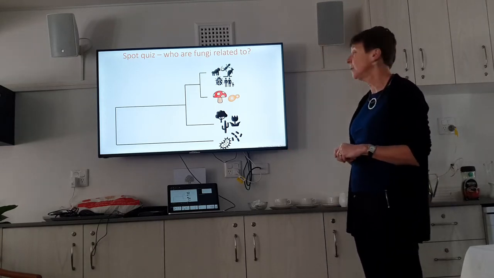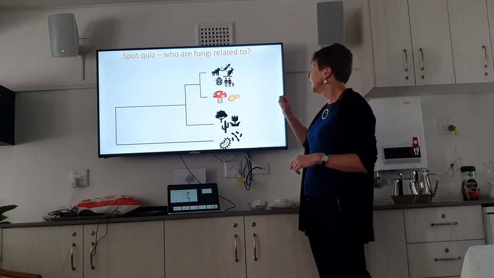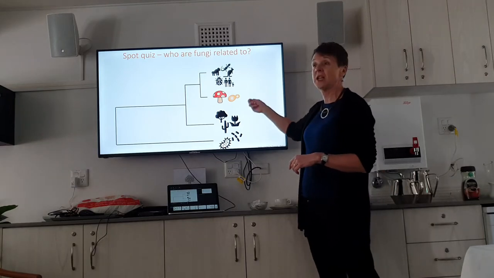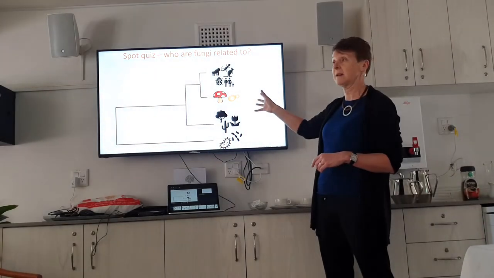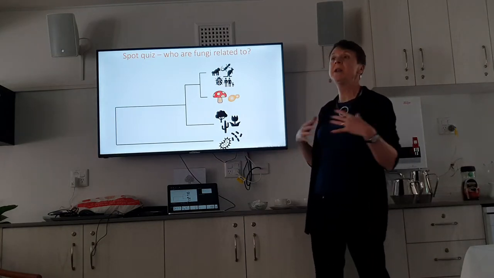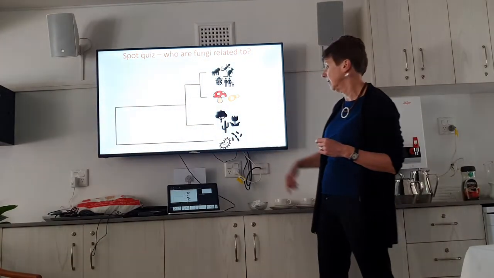But now we know that they're closely related to us. And that's really important, because it means that we're kind of limited in the ways that we can kill fungi without actually harming us as well, us and other animals, because there aren't many good targets on a fungal cell that we don't share as well. Whereas bacteria are a lot easier to kill than the fungi.